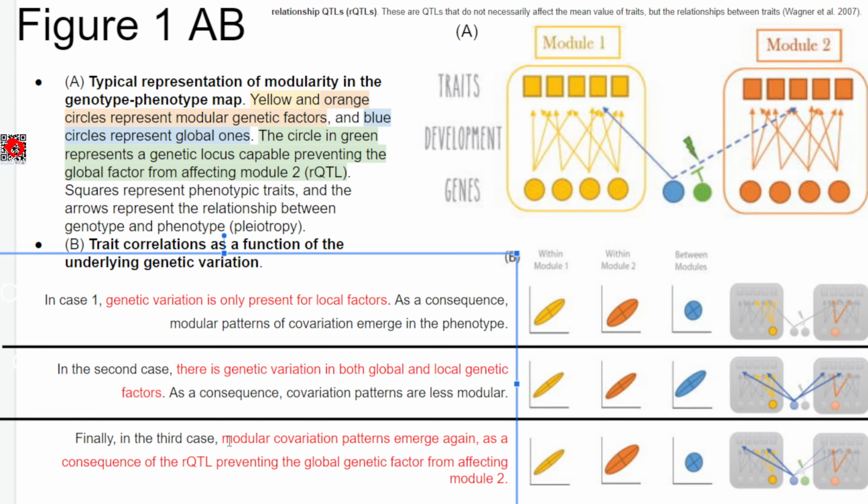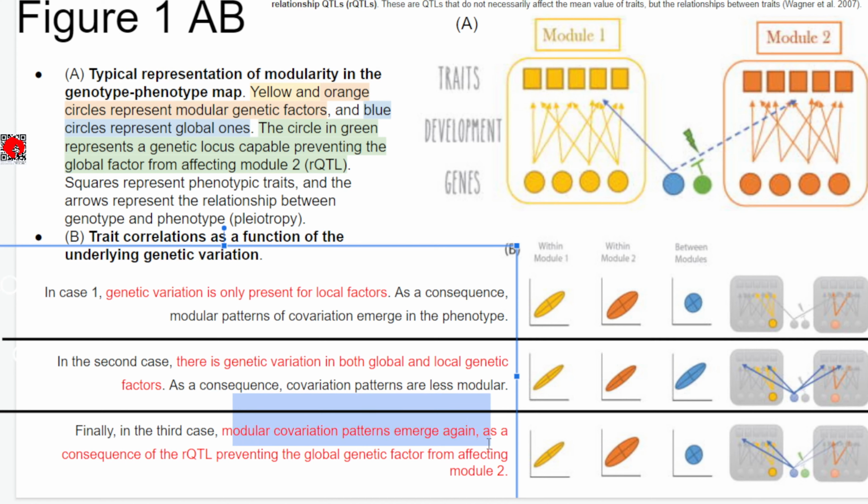And then in the third case, modular covariation patterns emerge again as a consequence of the RQTL preventing the global genetic factor from affecting module 2. So now the situation in the top row is recovered because of the intervening effect, which makes it so the global factor is only having actually tissue-specific effects or module-specific effects.